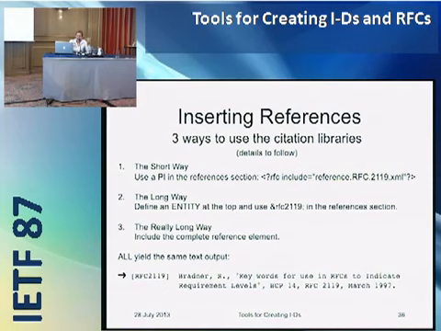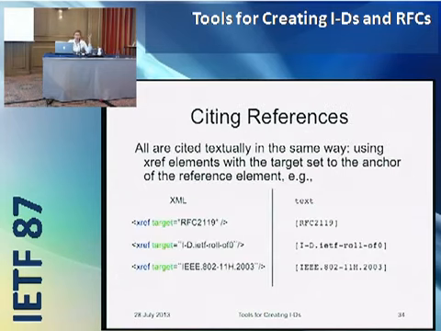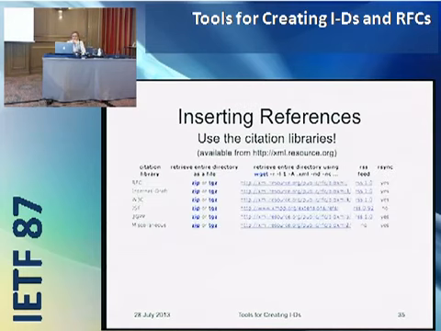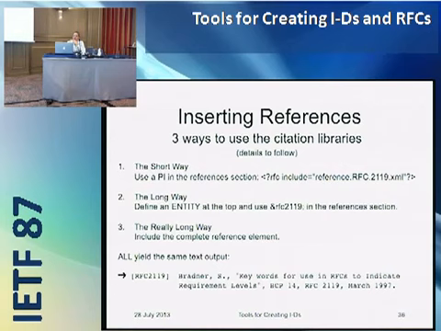And then you would refer to it in the body of the document this way, with the xref. So to get things to match up, you have an xref in the body of the document and a reference element at the end of the document. The long way is you define an entity at the top, which is basically one line, so it's not super long, and then you invoke the entity in the references section. That starts with an ampersand and is whatever you named it. In this case, you might have named it RFC 2119. And the really long way is that you have the whole reference element inside of your document.